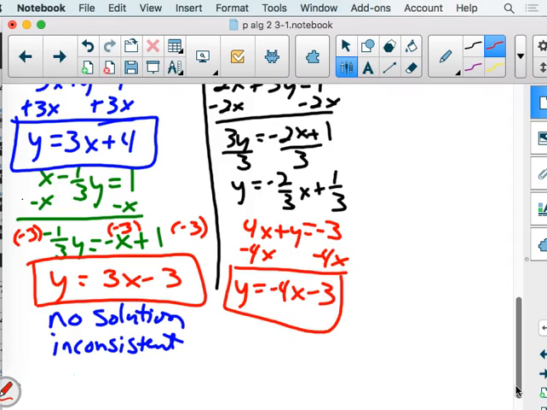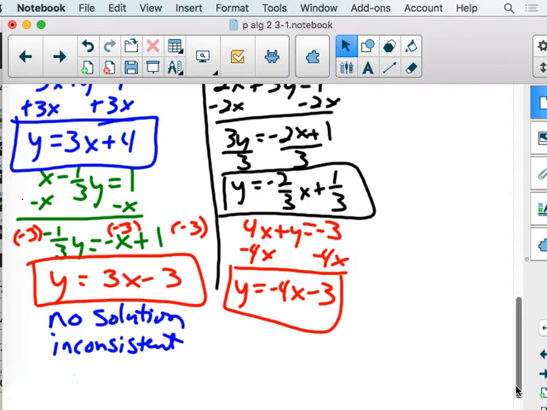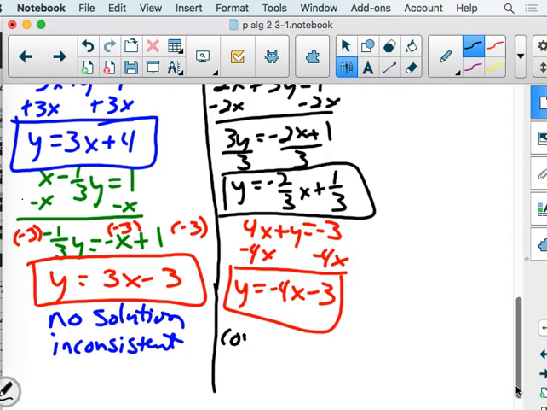All right, red one, black one. Are they the same line? Not a chance. Are they parallel? No way. Well, that's what we want, because that means these 2 lines are going to intersect at one point. So this is consistent and independent. Consistent because we had an answer. Independent because there's only one answer.